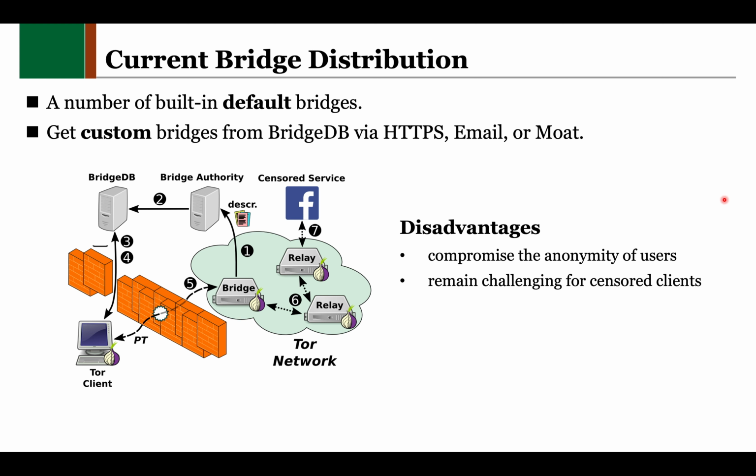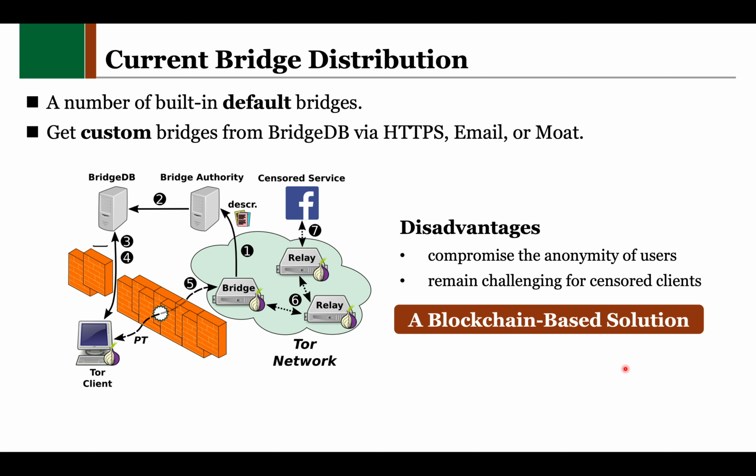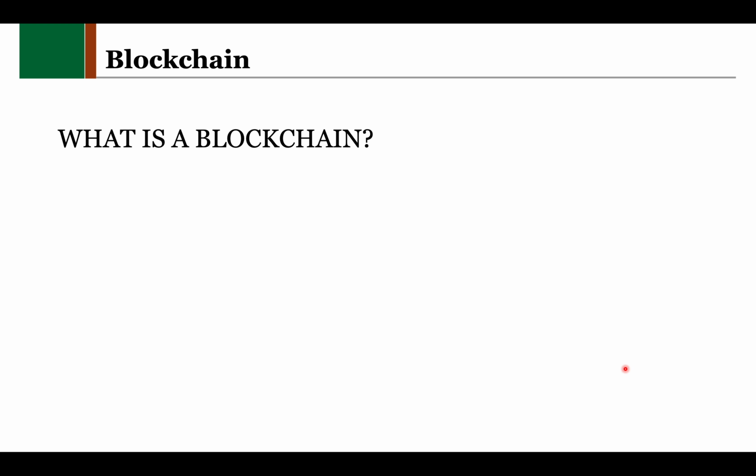So in this work, we propose a new practical and more decentralized distribution channel for Tor bridges to mitigate the threat of blocking without degrading Tor users' anonymity. Instead of trusting centralized CDN providers, our architecture uses a blockchain system that doesn't require any additional trust.